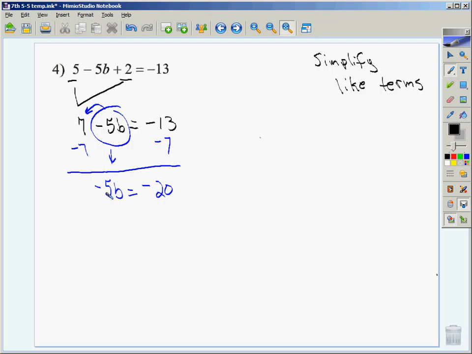Last step, divide by negative 5. That's going to cancel out, leaving me just b. A negative divided by a negative is going to make a positive, and 5 goes into 20 4 times. So we end up with b equals 4. Remember, you could always check your work by substituting it back in. And again, you can pause this video anytime so that people have an opportunity to copy it down.